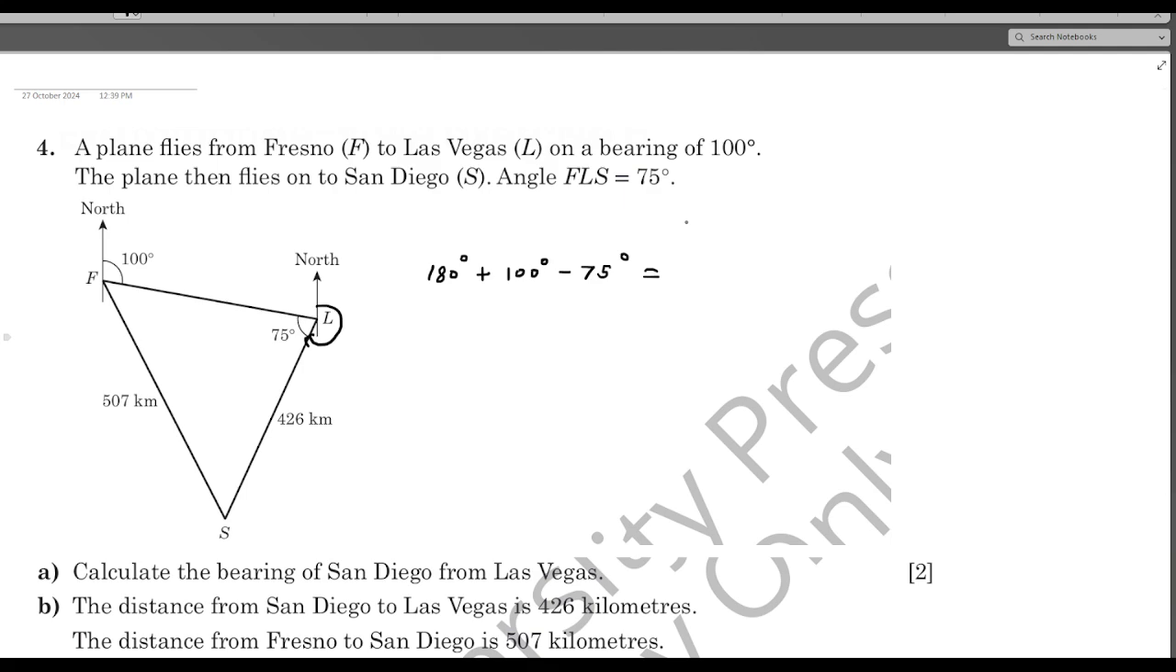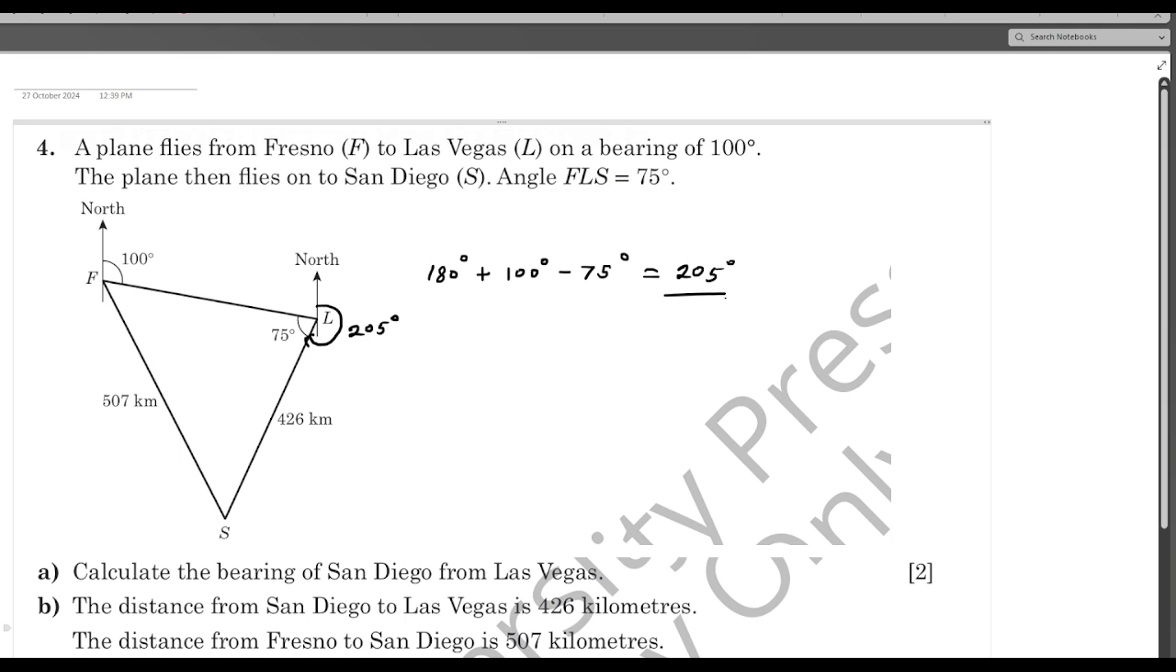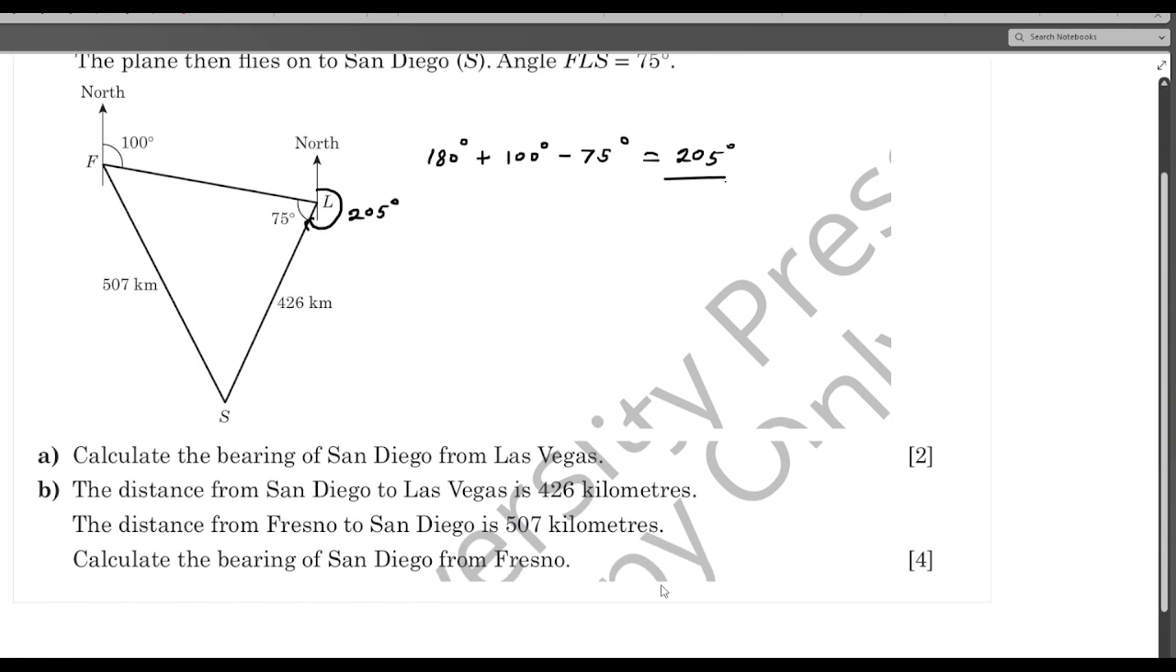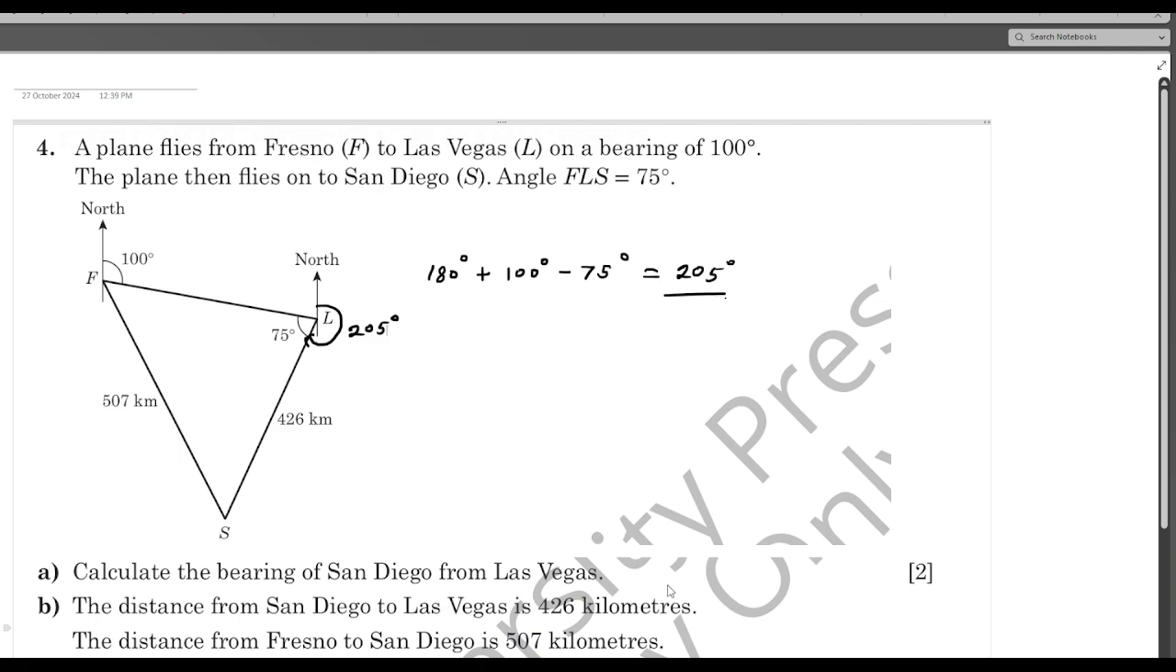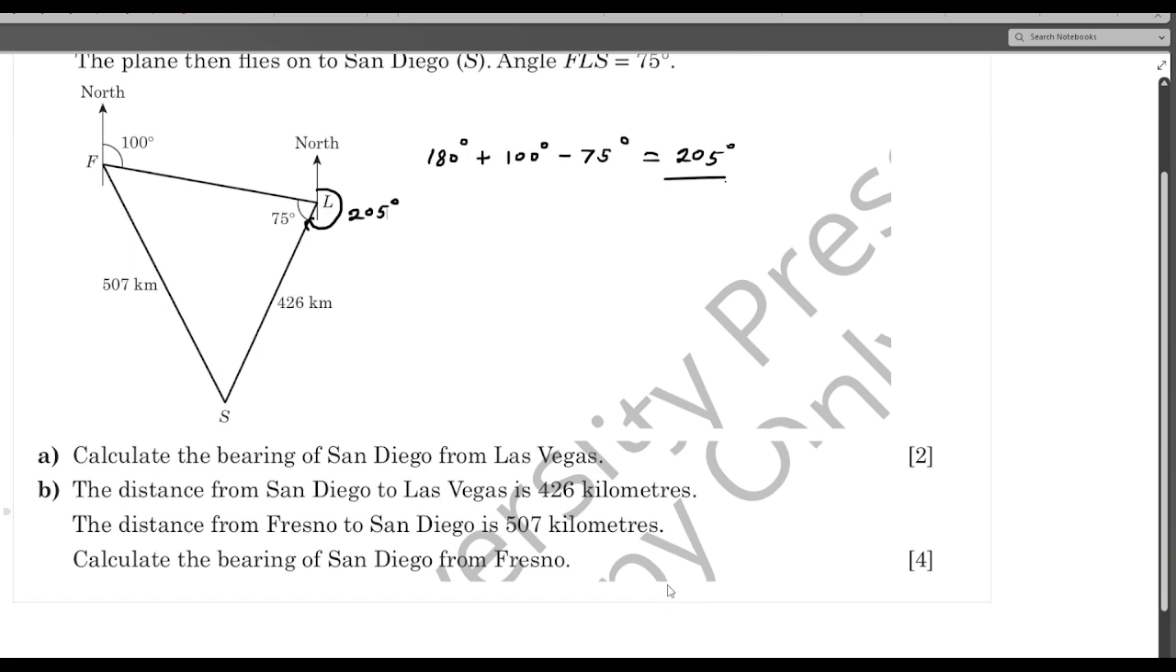So the angle I got is 205 degree. Now 205 degree is your bearing of San Diego from Las Vegas. Question number 4a, part a: 205. Now question number 4b: the distance from San Diego to Las Vegas is given, 426 kilometer. The distance from Fresno to San Diego is given, 507 kilometer. Calculate the bearing of San Diego from Fresno.